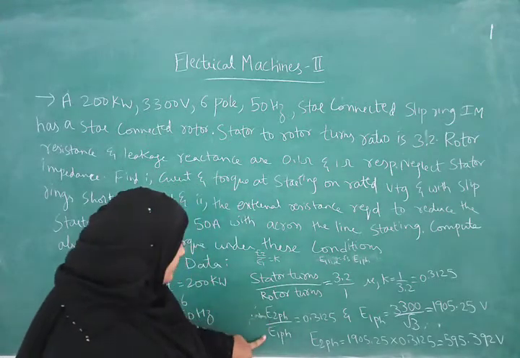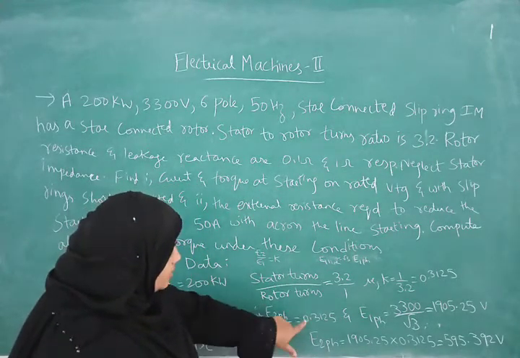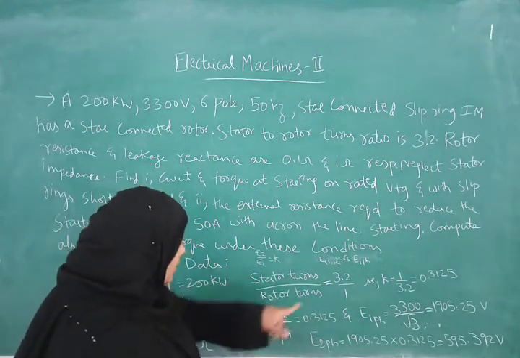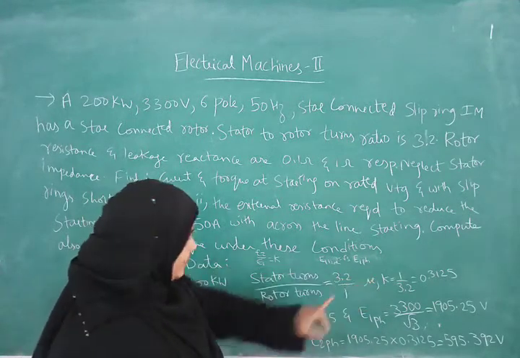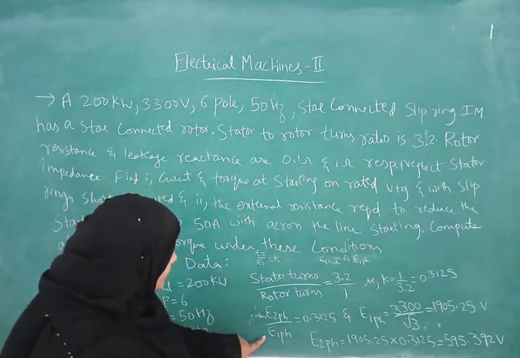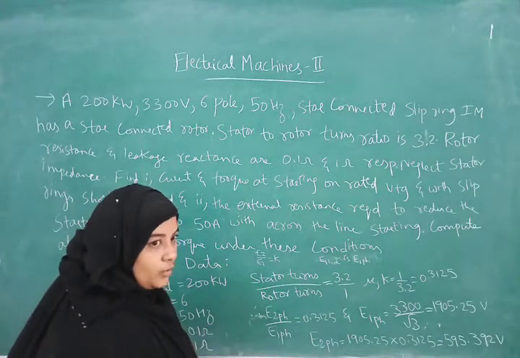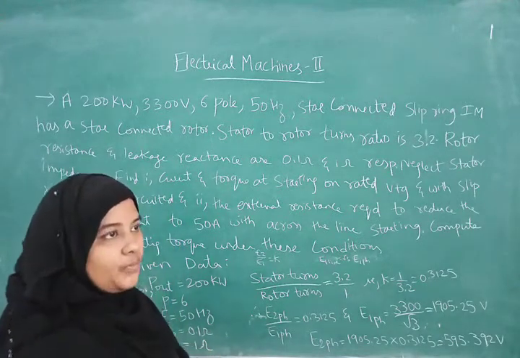Now from this equation, E2 phase by E1 phase is equal to 0.3125 which we got. That is E2 by E1 is equal to K. So from that, again, what we are finding out? We are finding out the value of E2 phase. Already we have done this for previous problems also.